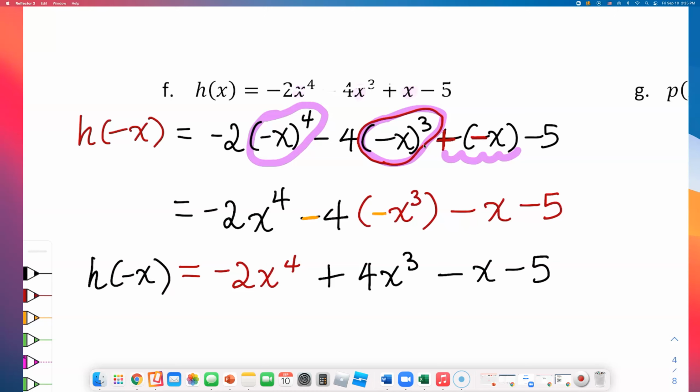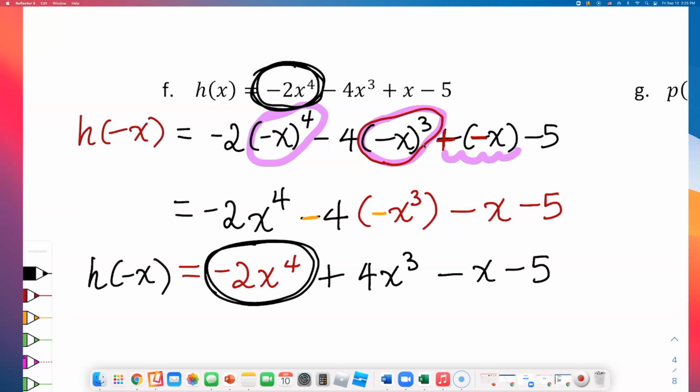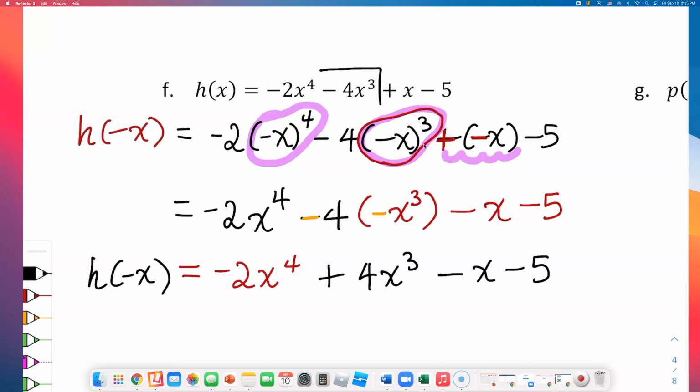Comparing to the original function up there, let's start with the first term. Negative 2x to the fourth stays the same. Okay, that's the same, right? What about the next term? The next term was minus 4x to the third, right? That was negative 4x to the third. But that turned into positive. See, it's not an even function anymore, because this term changed the sign. Not only that, the next term also changed the sign. So if it's not the same, it's not even, okay?